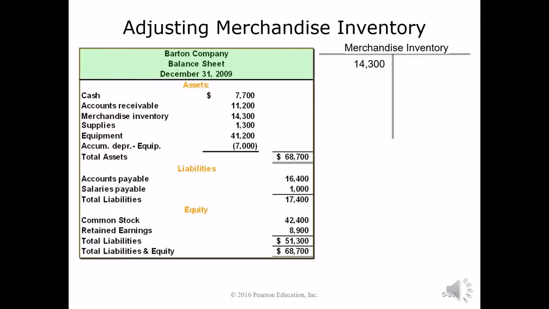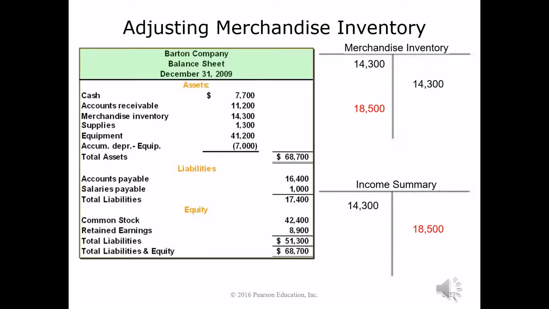Because $14,300 was the balance that we had at the beginning of the month, we need to clear that amount out. We're going to credit merchandise inventory and debit income summary in order to move that merchandise inventory out of the account. With the periodic inventory method, the company needs to do a physical count of inventory, which we're going to say that they have completed and have found that there is $18,500 now in merchandise inventory.